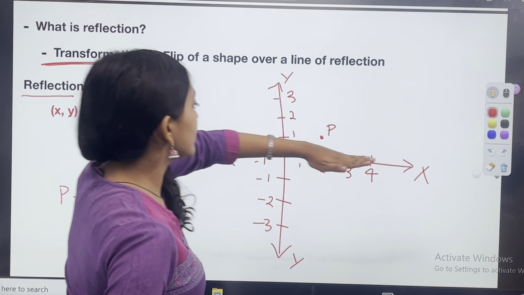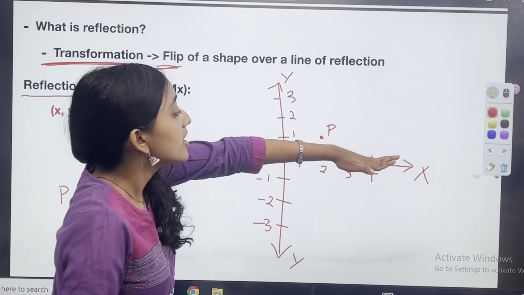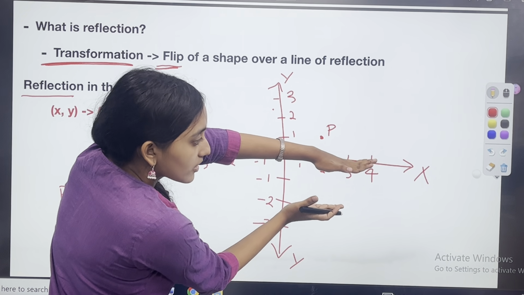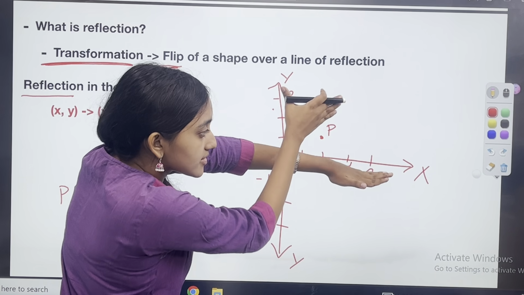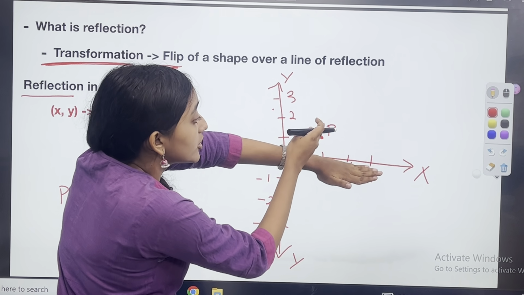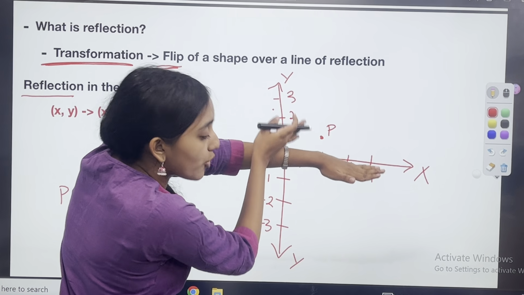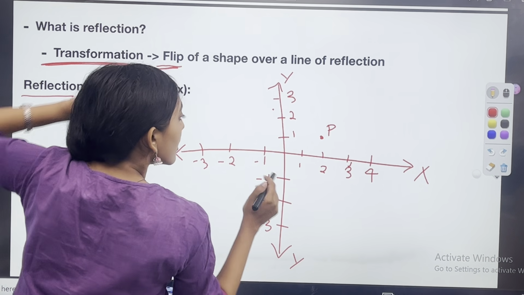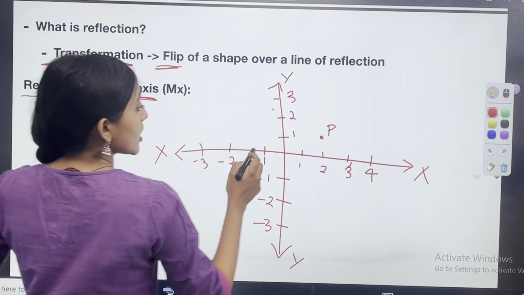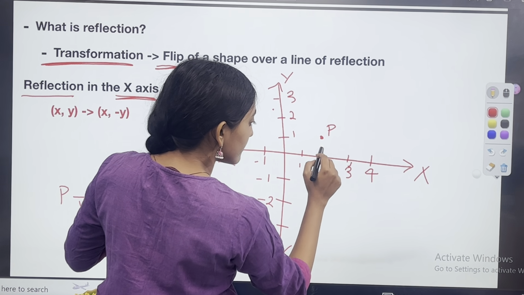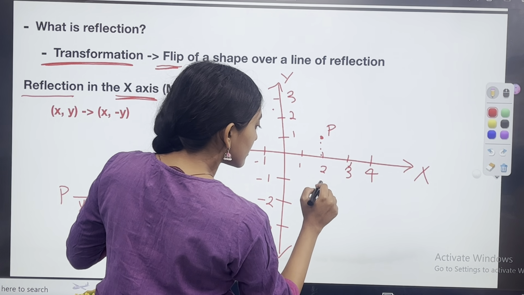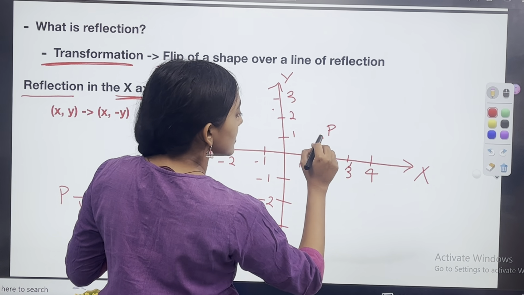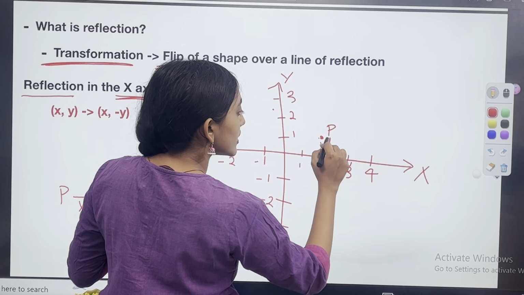Okay, so what happens? Let us consider there is a mirror here. Then whatever the point is, it will just come this side, but the distance between the mirror and the point will be equidistant to the reflected point and the mirror. What does this mean? Along 2, you will have it exactly here, because between the x-axis and the point, there is a distance of 1 unit, correct?